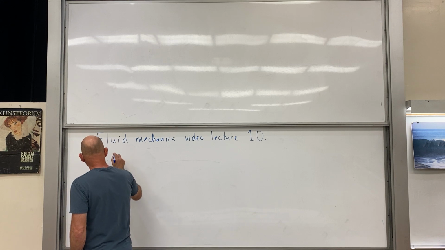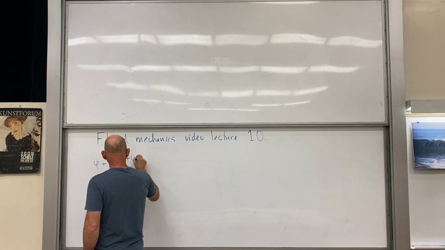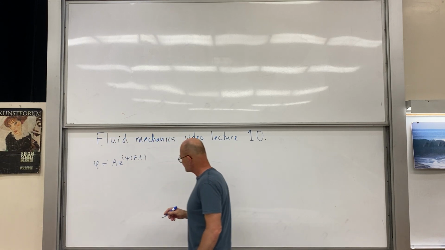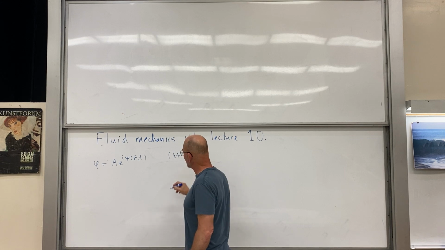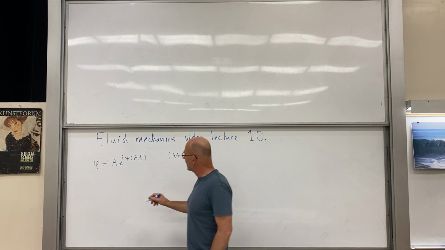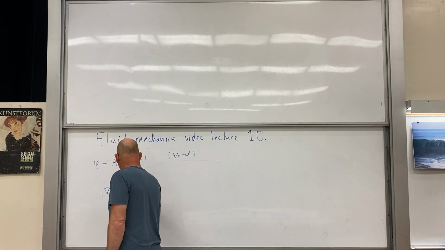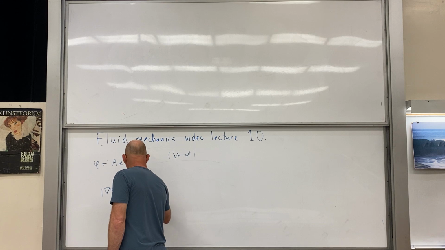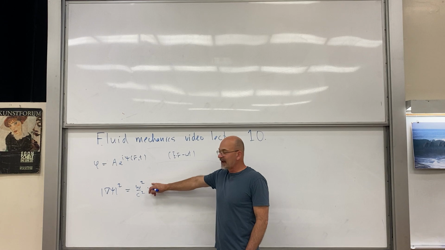So we have A e to the i c of r and t in place of k dot r minus omega t, right? And we get an equation for this, for changing speeds of sound, and that equation is gradient of c squared equals, I'm going to write omega squared over c squared, for the case where omega is constant.